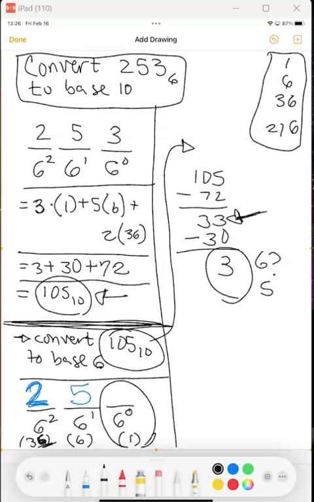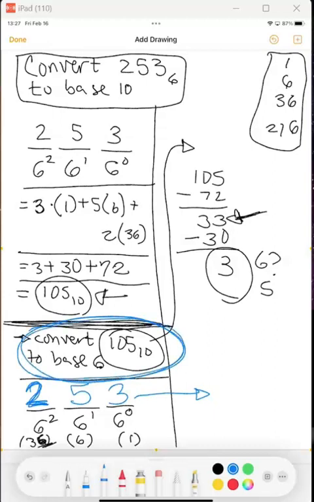And then I'm like, okay, now I'm in the 1 slot. So how many 1s go into 3? Well, 3 of them. Okay. So then your final answer for this problem, how to convert 105 base 10 to base 6, is 253. I'm sorry, 253 is not right to say. 253 base 6. 253 base 6.